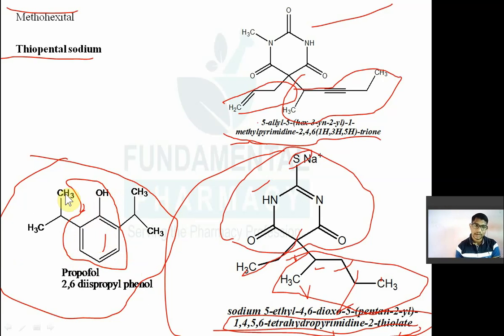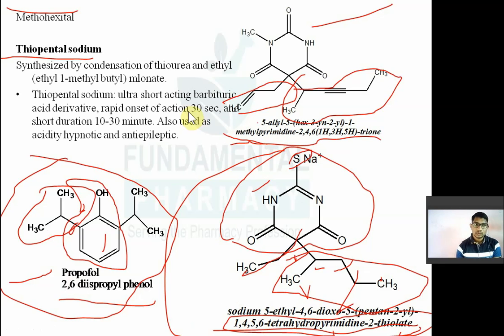And what is the second reagent? Here, this is isopropyl chloride. So phenol plus 2 molecules of isopropyl chloride will give you propofol. What is the IUPAC name? 2,6-diisopropylphenol. It is a propofol, again a general anesthetic agent.